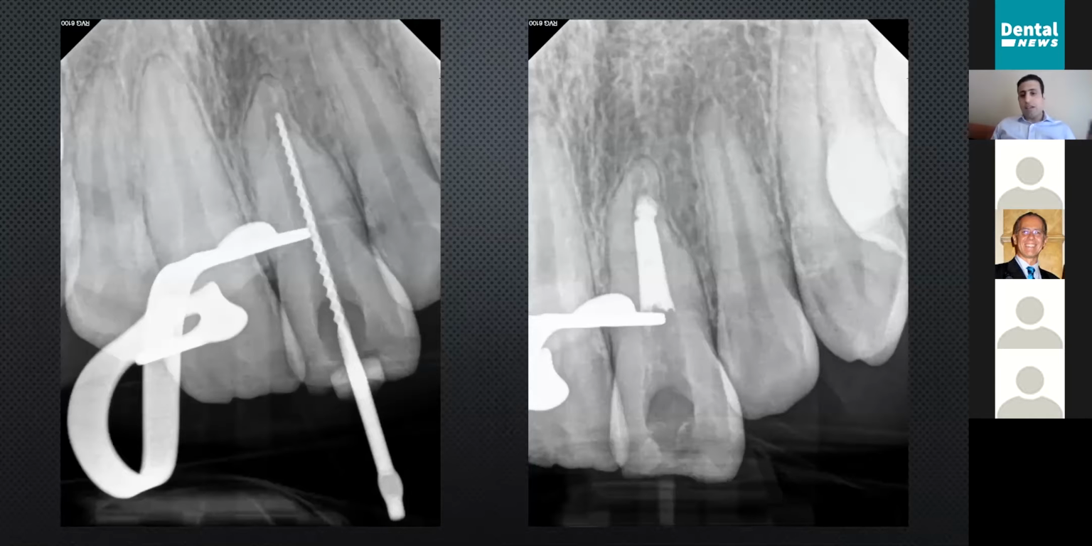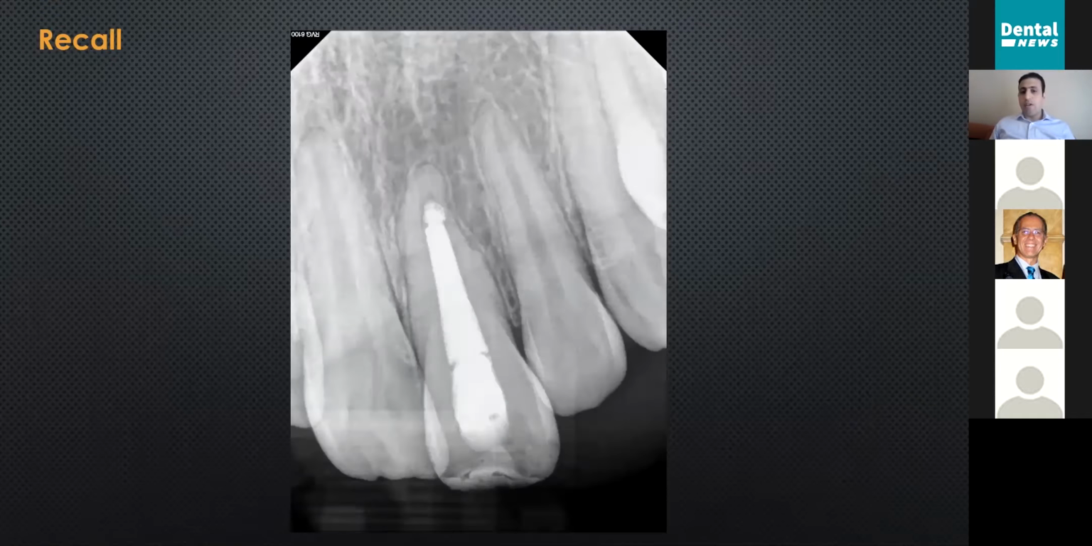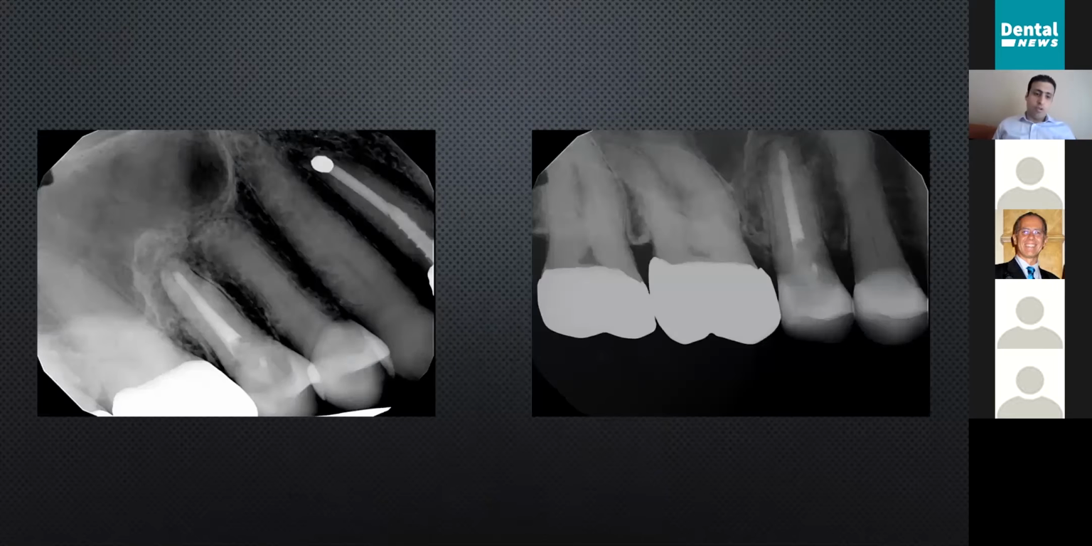And in this case, the case was actually treated with MTA, and then afterwards the tooth was restored with composite. And this is the post-op, and this is the recall showing the intact apical tissues. So again, this is the tricky part: whenever you're dealing with external root resorption, my recommendation is always for the patient to get a CBCT image so we can have a proper study of the defect or the resorptive process that's going on with the tooth.